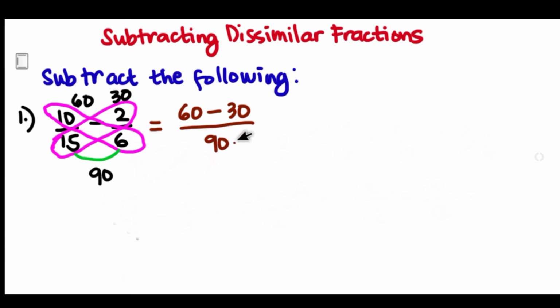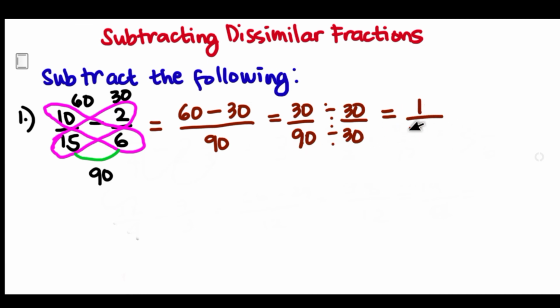So, 60 minus 30 is 30 over 90. And then, meron po yung lowest term, syempre, kasi meron pa pong pwede i-divide sa 30 and 90. And that is 30. Yan yung kanila pong GCF. So, 30 divided by 30 is 1. And then 90 divided by 30 is 3. So, the final answer is 1/3.